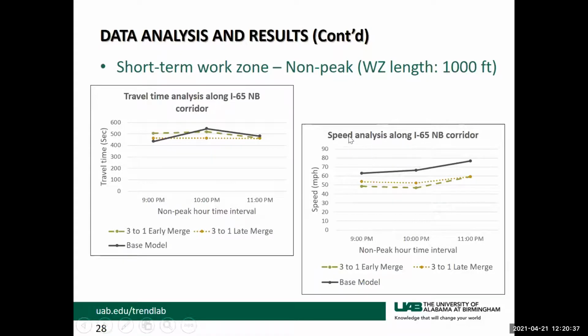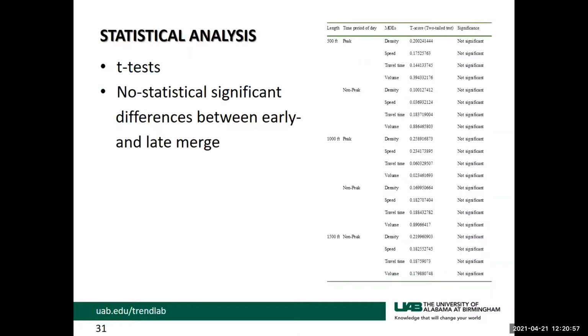For example, if you focus here on the speed analysis, the speeds, of course, during the presence of the work zone are less than without, but pretty close. But those differences, we thought, were very close. And so from observation, we could not tell whether or not they were statistically significant. So we decided to do a little bit of statistical analysis, focusing on t-tests to determine if there is any statistically significant difference between the two temporary traffic control options that we considered.